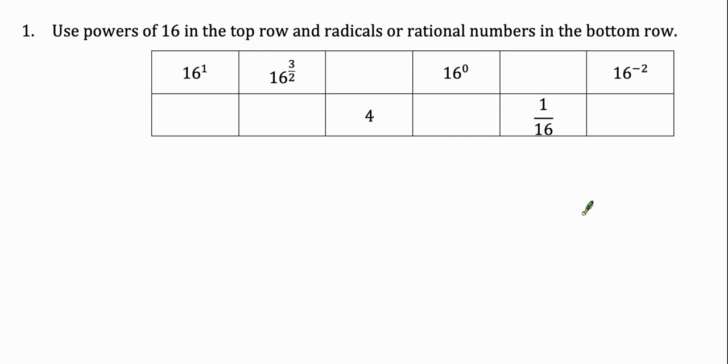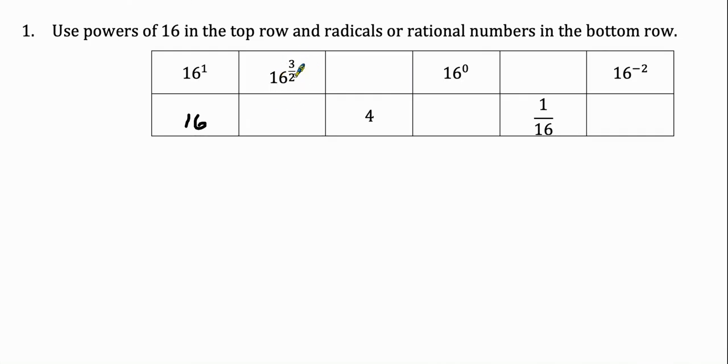On number 1, our goal is to write in the top row 16 to some power, and then in the bottom row rewrite each of these as either radicals or rational numbers. So for the first one here, 16 to the first power, I'm just simplifying that. Anything to the first power is just itself.